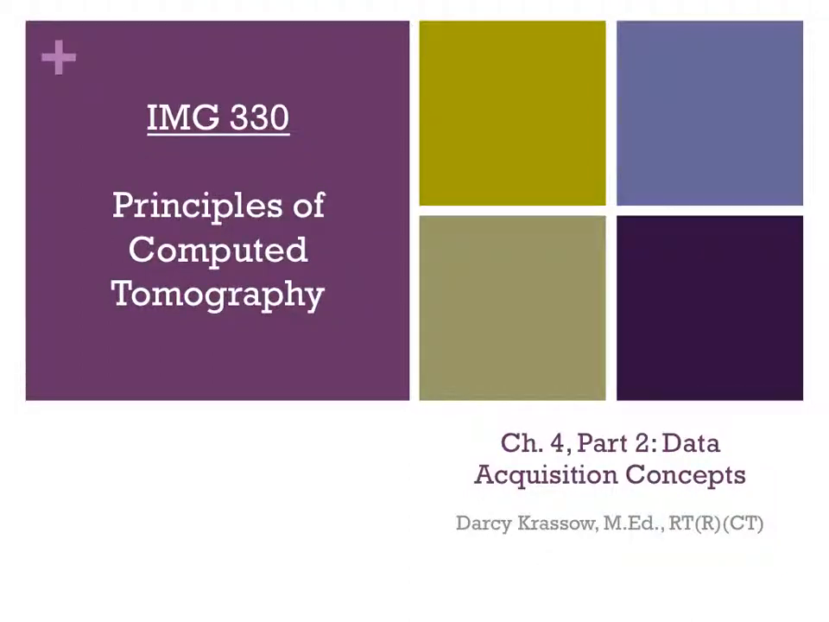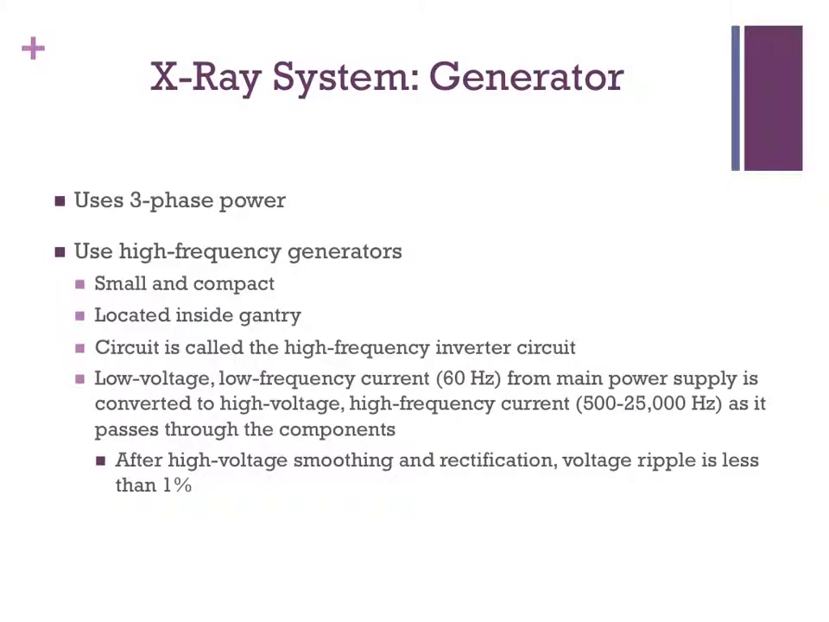Chapter 4, Part 2, Data Acquisition Concepts. The components of the X-ray system for a CAT scanner include the generator, the tube, the beam filter, and the collimators. And we will start by discussing the generator, which uses three-phase power.